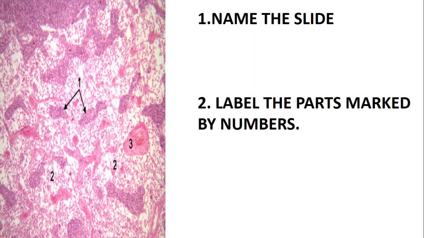Let's quickly look at some few questions. Name the slide. If you look at this slide, it is simply the spleen. As you can see, the presence of the red pulp, which has been projected at high magnification, and the white pulp, which you can see as the dark parts.